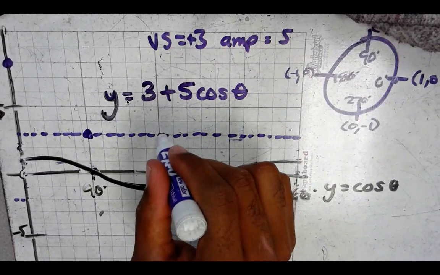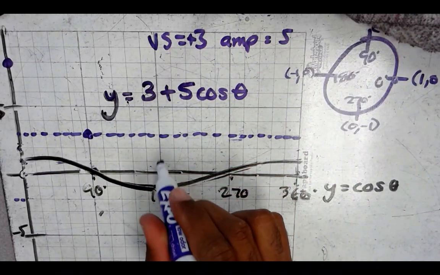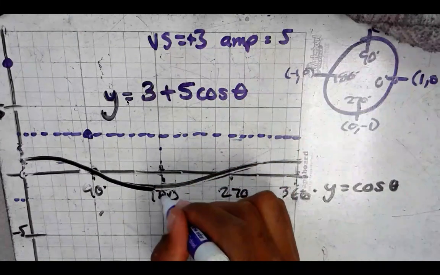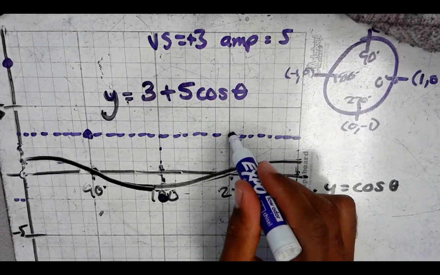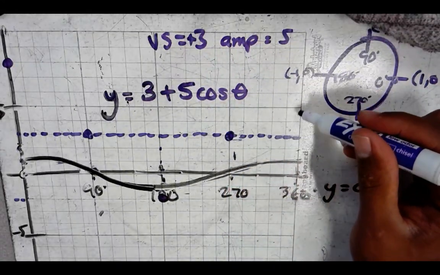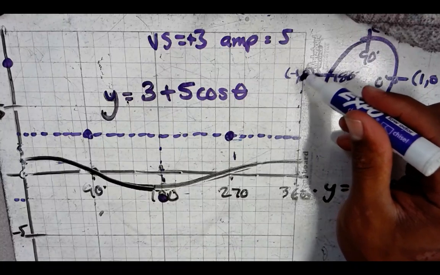Then I go below the midline at 180. So I count 5 units below that. 1, 2, 3, 4, 5. And then at 270, I come back to the midline. And then at 360, I go 5 units above. 1, 2, 3, 4, 5.